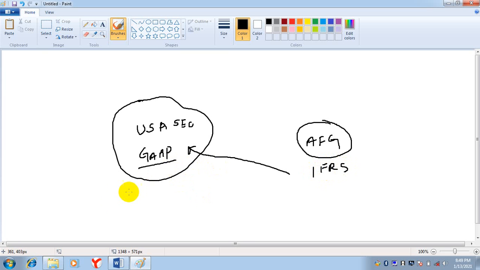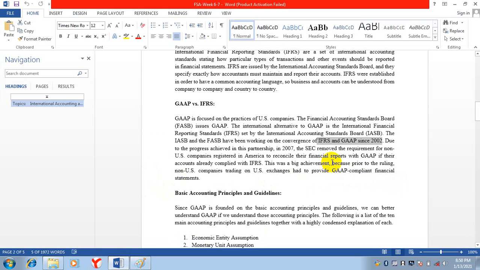So what they did in 2007, the US Securities Exchange Commission passed a regulation, a rule that those non-US companies are allowed, if their financial reports follow IFRS, then there is no need of generally accepted accounting principles. Previously, it was mandatory that GAAP must be followed in the US Securities Exchange Commission. But in 2007, they made a change in their regulation that those non-US companies registered on the US stock exchange are allowed to use IFRS instead of GAAP. Whether they are following GAAP or IFRS, it is fine. Any one out of these two.